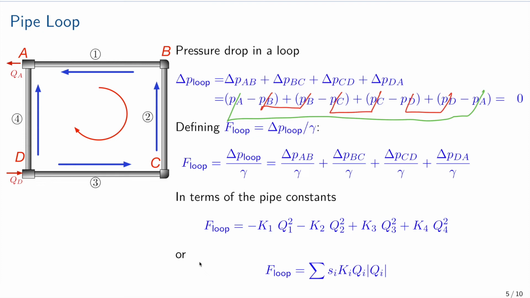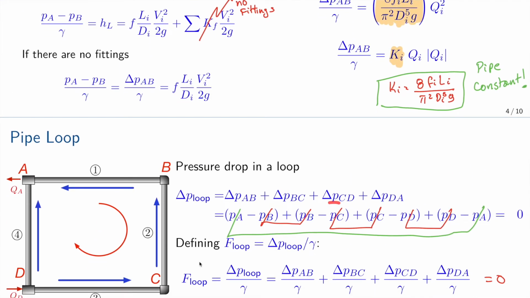Now we know that this is true, but let me go back to this point. So delta P in a loop is equal to the sum of this, and now I'm going to divide every single term by gamma. I'm going to call this f in the loop, this function, which should be, by the way, equal to 0. I divide every single term by gamma because I want to use this expression here.